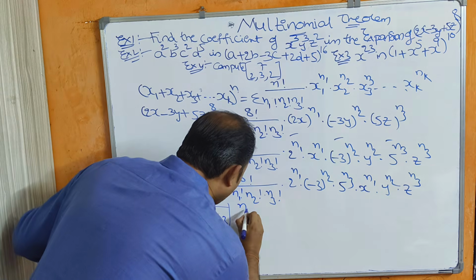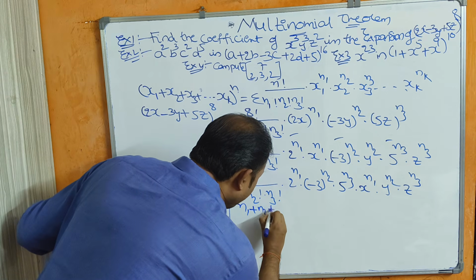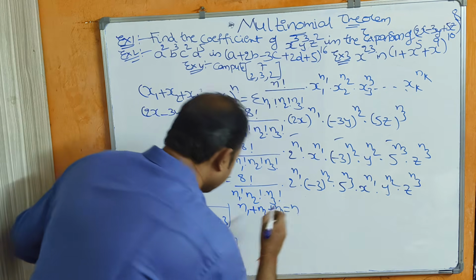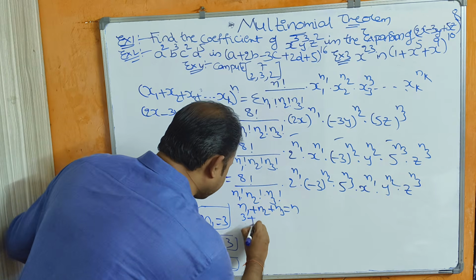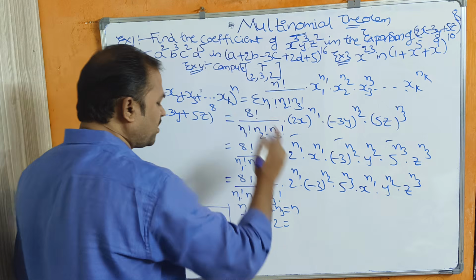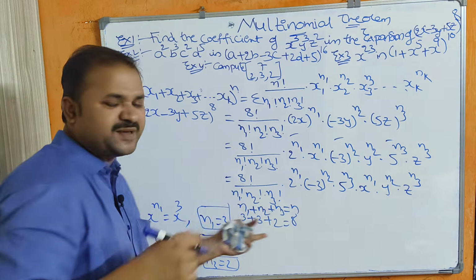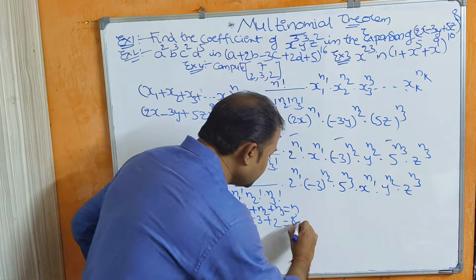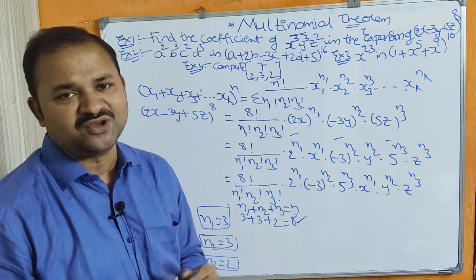So we have a formula: n1 plus n2 plus n3 equal to n. What is n1? 3 plus 3 plus 2. What is the n value? n is given in the problem, that is 8. So 3 plus 3 plus 2 means 8. 8 equal to 8, so the condition is true. So our values are correct.